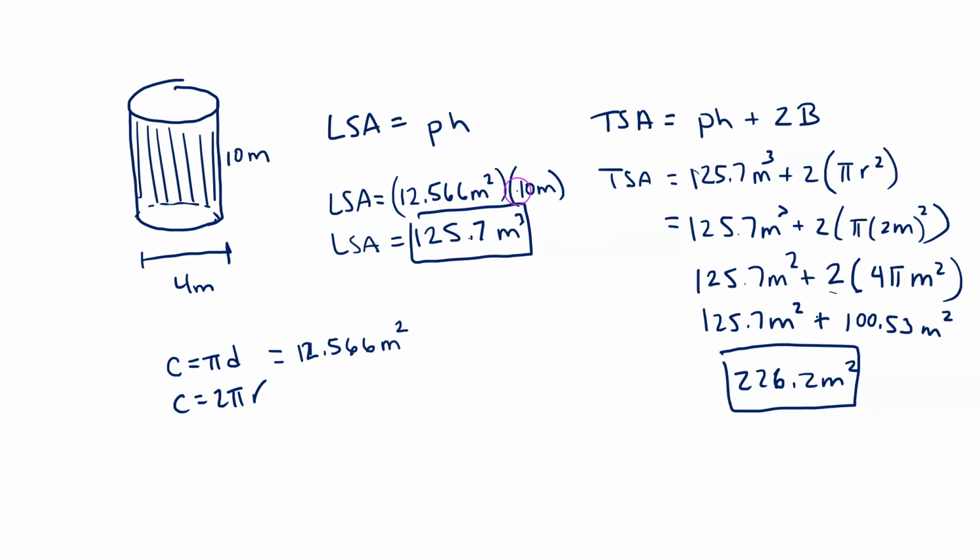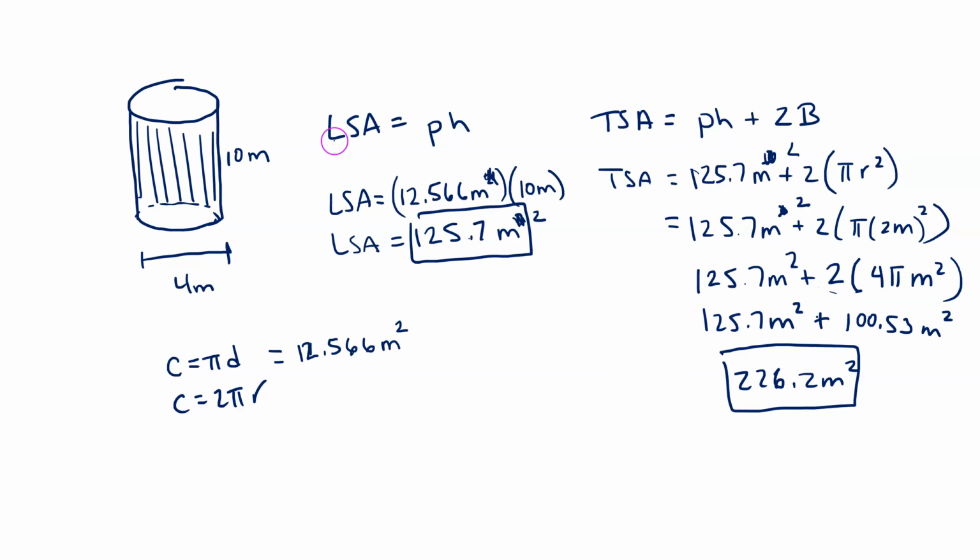And I just realized that this should not have been meters squared. This was just a perimeter. That should have simply been meters. So meters times meters is meters squared over here, not meters cubed. That would be for volume.